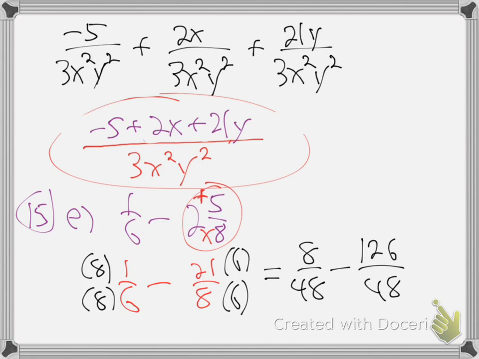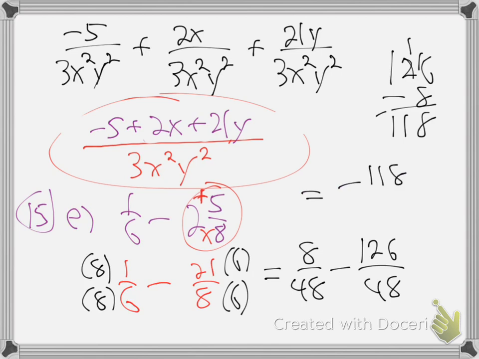So, all right, we've got that, and now we can subtract them. 8 minus 126, you can just subtract. I'll just show it by hand. 118 is the difference. It's going to be negative, though, huh? So it's going to be negative 118 over 48. That's got to be reduced, though, doesn't it?